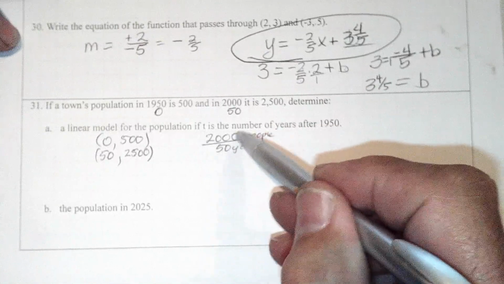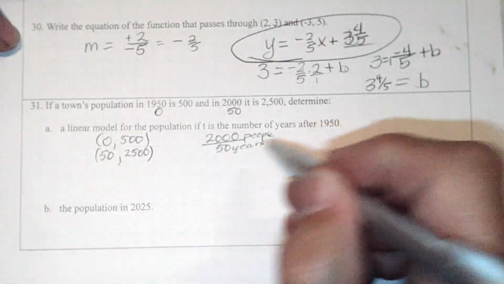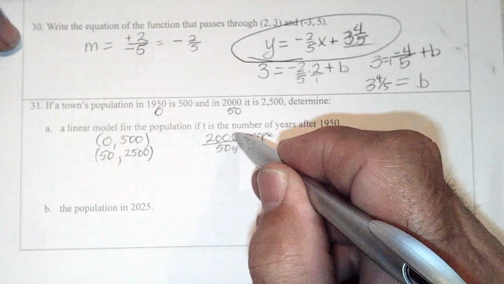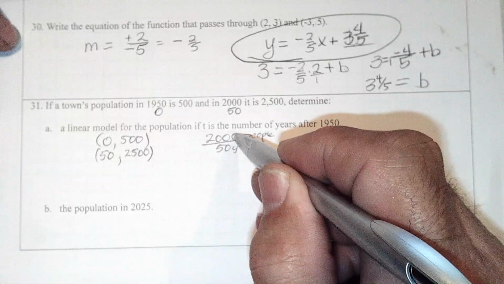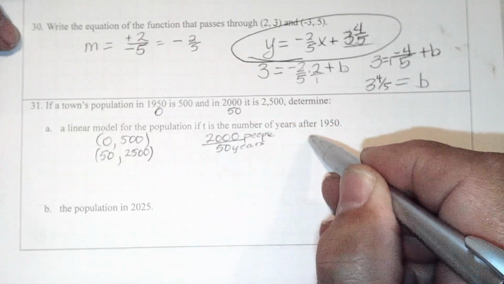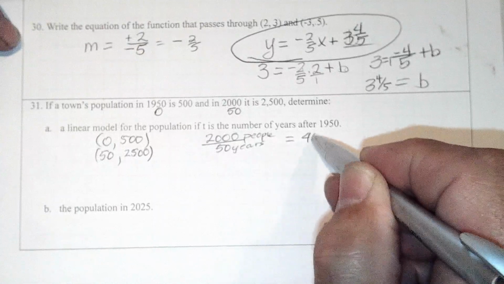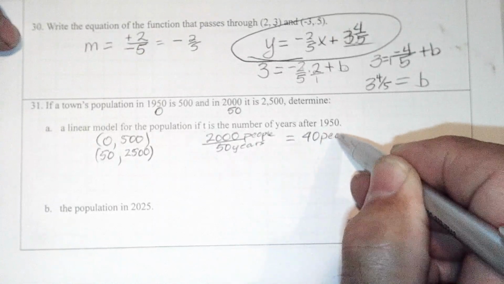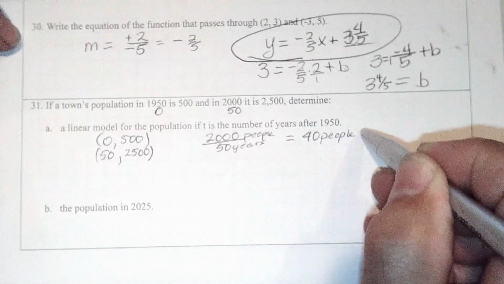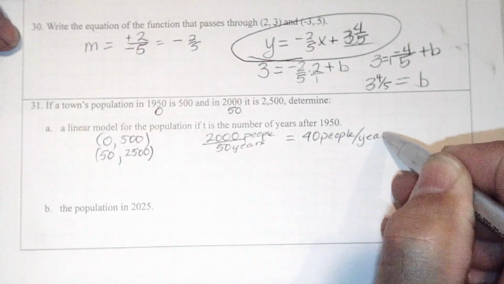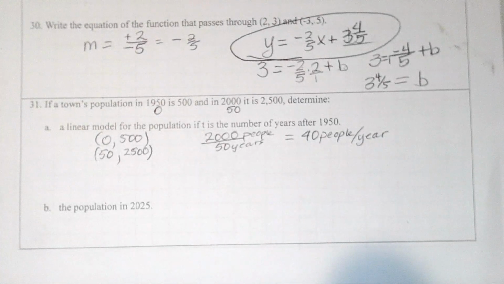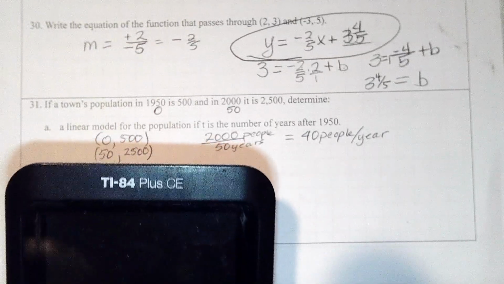So 50 goes in there 40 times. So 40 people per year. I did that in my head. I want to check that. So I'm going to pull out a calculator and do 2,000 divided by 50.